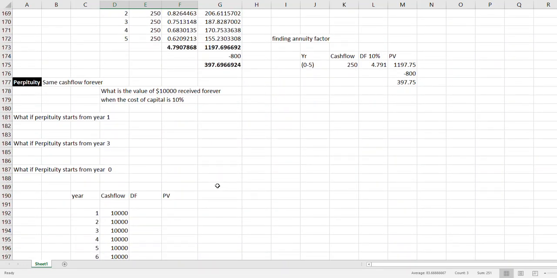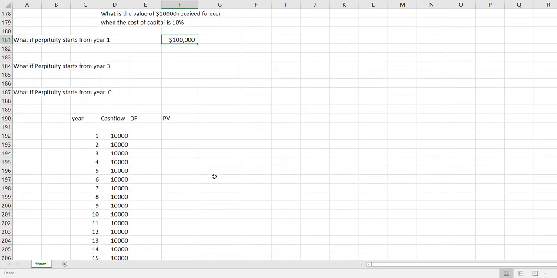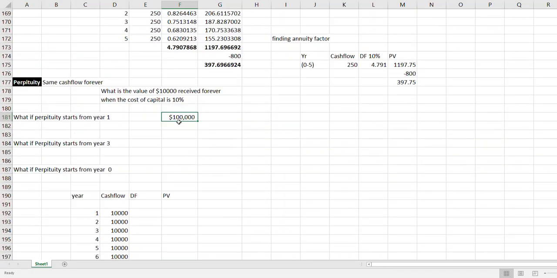Next, we have perpetuity. Perpetuity is the same cash flows received forever. Perpetuity means forever. Let's say, what is the value of 10,000 received forever? If I receive 10,000 forever, I just take the cash flows, divided by the percentage, and it will give me the value. So 10,000 received forever at 10% is worth 100,000.